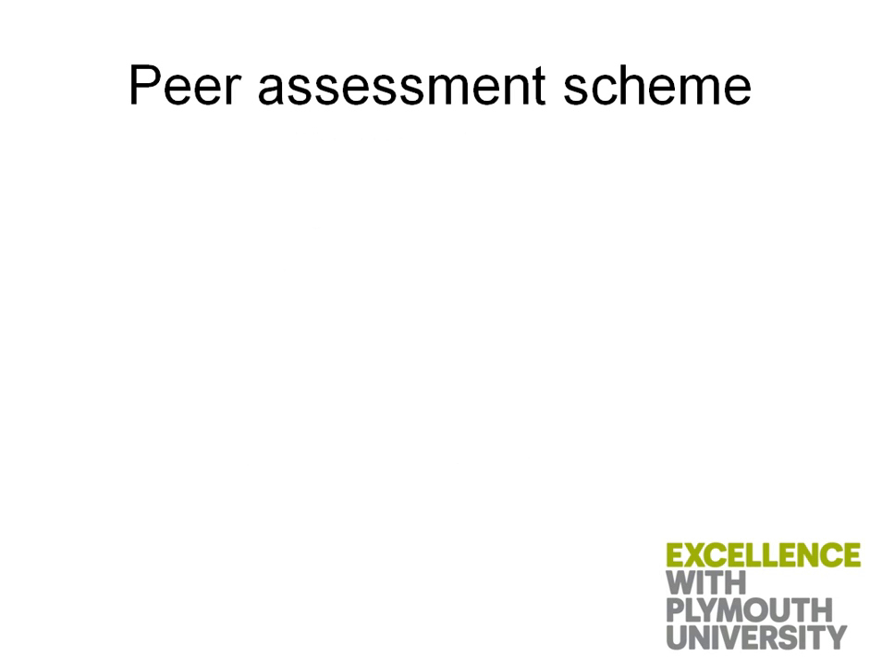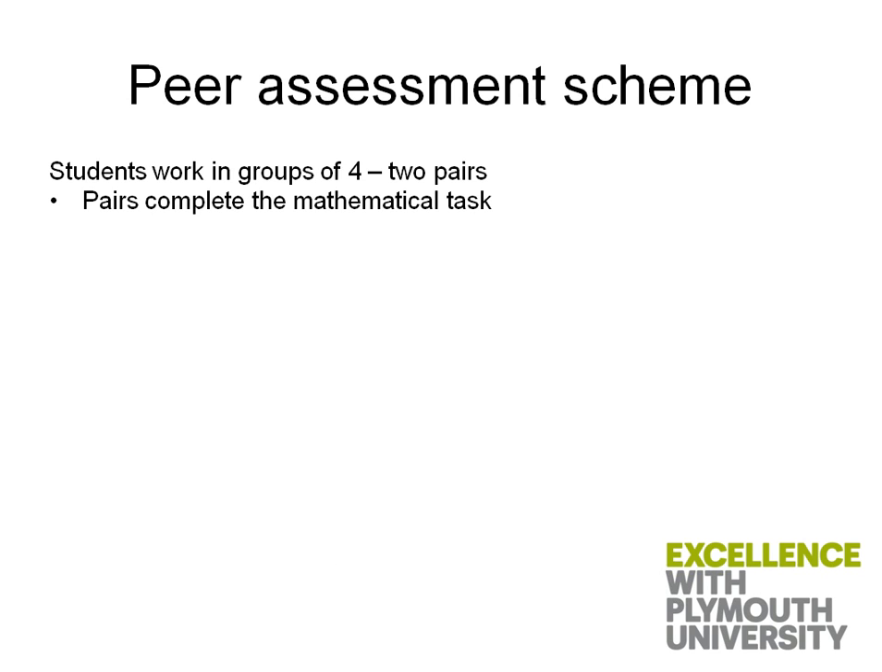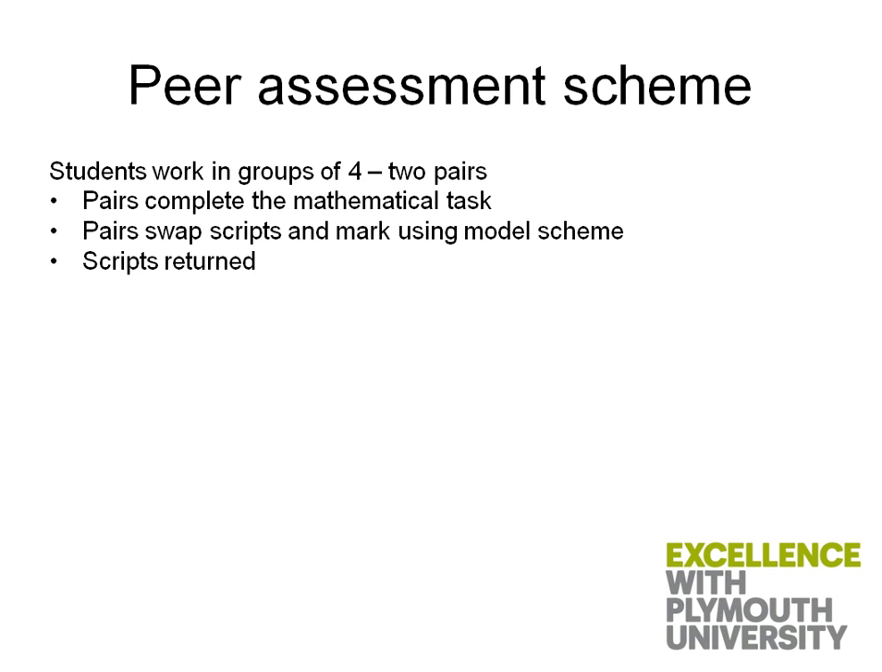So here's just a quick description of my peer assessment scheme. The idea is that students work in groups of 4, and that consists of 2 pairs. So each pair, A and B, say, completes some mathematical task. That's normally a question from an example sheet. Having done that, the pairs then swap the scripts, and they mark the scripts using some model mark scheme. Having marked using the model scheme, they then return the scripts to the original authors.